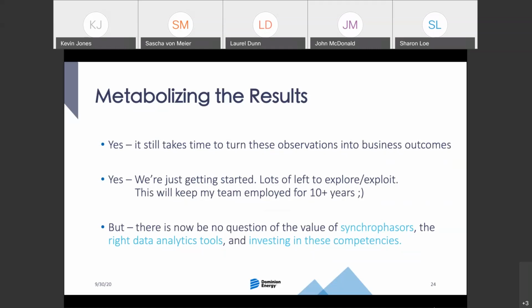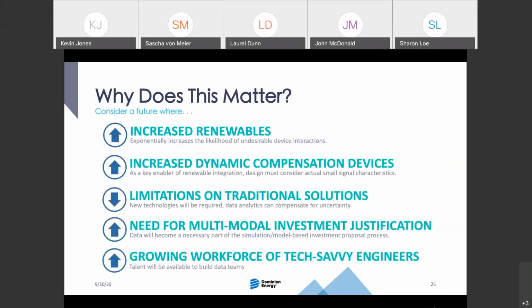What I'm hoping, though, is that you see that there is, even in just this one particular analytic methodology, a tremendous value in the use of synchrophasors, having the right analytics tools, and then building a team and investing in developing these competencies. So why does this matter? Particularly this analytic methodology that we're talking about today.